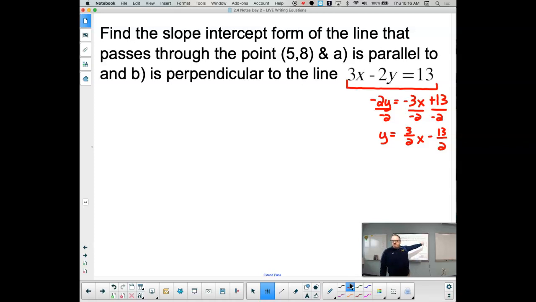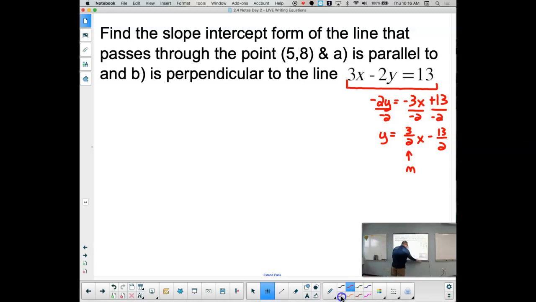3 halves or negative 13 halves? Which one? You can just give me 3 or 13. It would be 13 this way. 3. So 3 halves. So this one right here is the slope of my line. Okay?